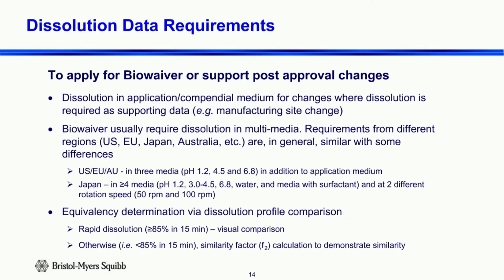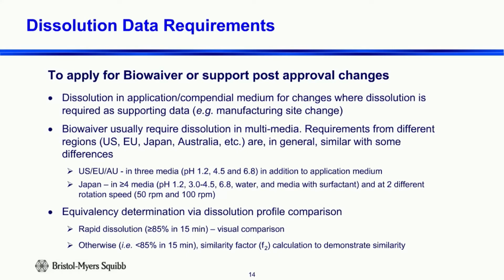The data requirements for dissolution really depend on what type of change you're going to make and the country. For example, as mentioned, a manufacturing site change doesn't require a BE study, but it does require comparative dissolution, which is generally only required in one media, the QC media that you filed in your initial application. If it's an older product, for generics especially, and there's a compendial monograph, then it's the monograph method.